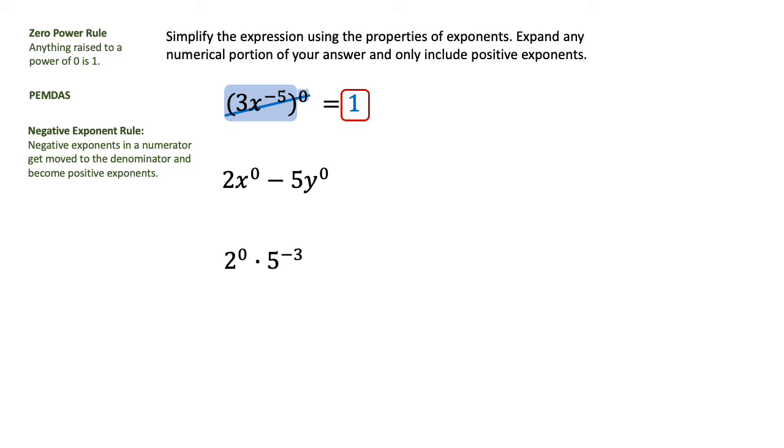In the second example, we don't have any parentheses, so the 0 exponent is going to be a lot more particular about the base that it's sitting on. It's just the x that's raised to the 0 power in that first term, and just the y that's raised to the 0 power in the second term. So just those parts of this expression will be replaced with positive 1s. That leaves us 2 times positive 1 minus 5 times positive 1, which further simplifies to just 2 minus 5, which is equal to negative 3.